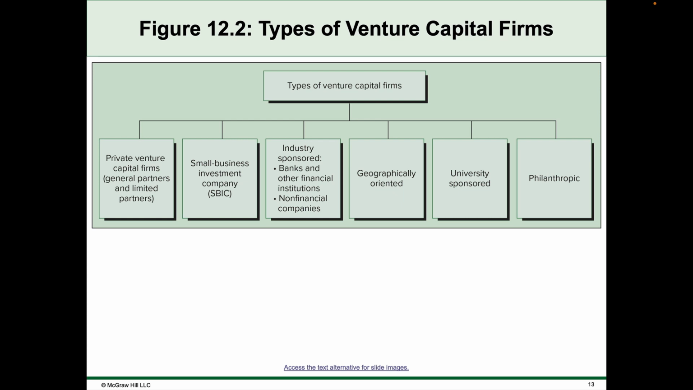Then we have small business investment companies, SBICs. SBICs are privately owned and operated companies that are licensed by the Small Business Administration to make equity capital or long-term loans to small businesses. They invest their own capital and can borrow additional funds with an SBA guarantee. Their goal is to help small businesses get the necessary capital to grow.